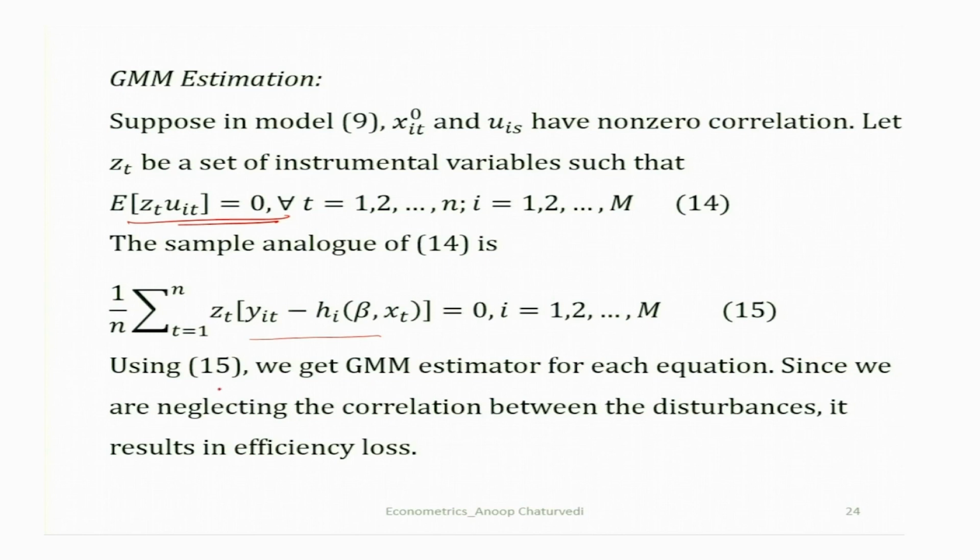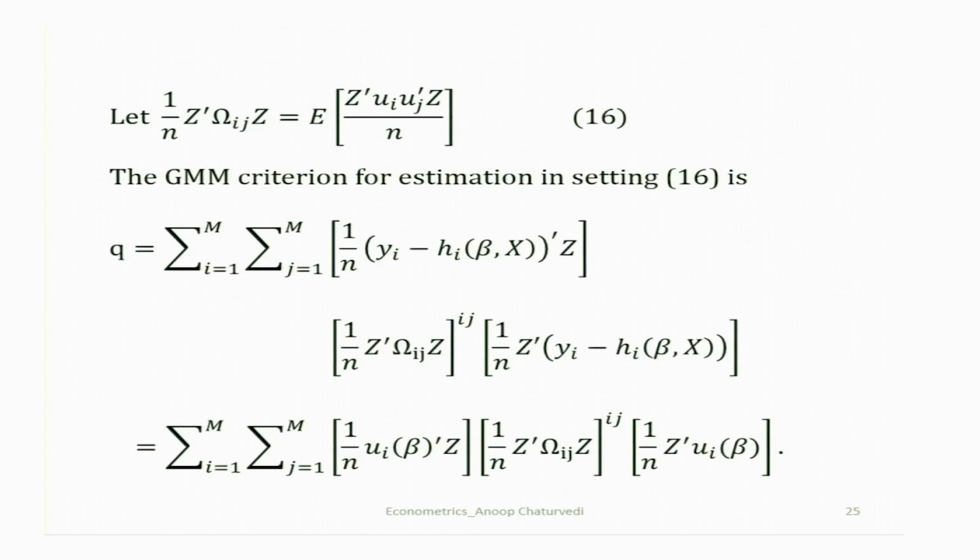Then using equation 15, we get the GMM estimator for each of the equations, and then we are neglecting the correlation between the disturbances. It results in efficiency loss. Here we have not used the correlation between different equations. And then we take 1 upon n z transpose omega i j z equal to expectation z transpose u i u j transpose z upon n.